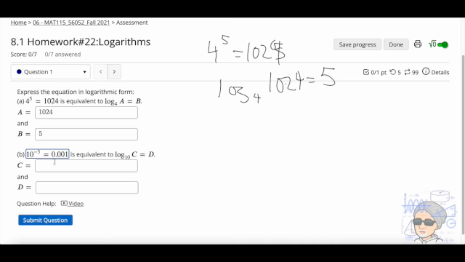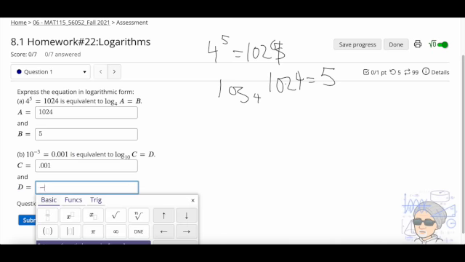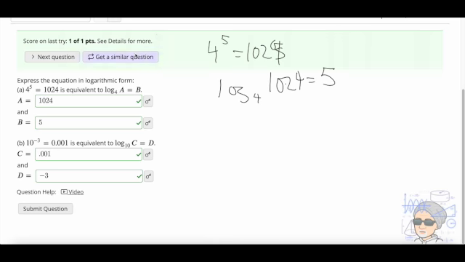Same thing happens here. The number that we're trying to reach is 0.001, and we get there by using an exponent of -3. Just rewriting that problem, and we get that right. Really easy, but you do need to practice possibly.